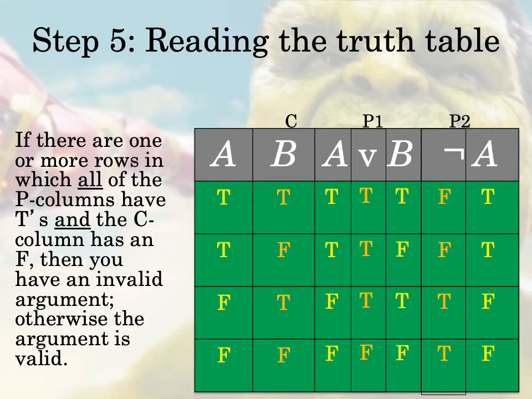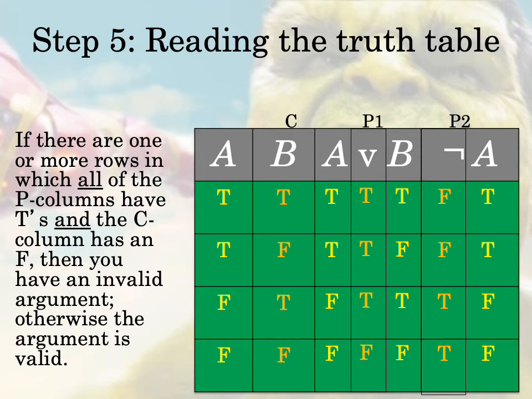Okay, at this point you've filled out the entire truth table. Now you've got to read the thing in order to figure out whether the argument's valid or invalid. How do you do that? Well, you only focus on the P columns and the C column. What you're looking for is a single row in which all of the P columns have T's underneath them, and the C column has an F underneath it. And that tells you that there's some row in which all of the premises are true, and the conclusion is false. Where there's a row, there's a way.